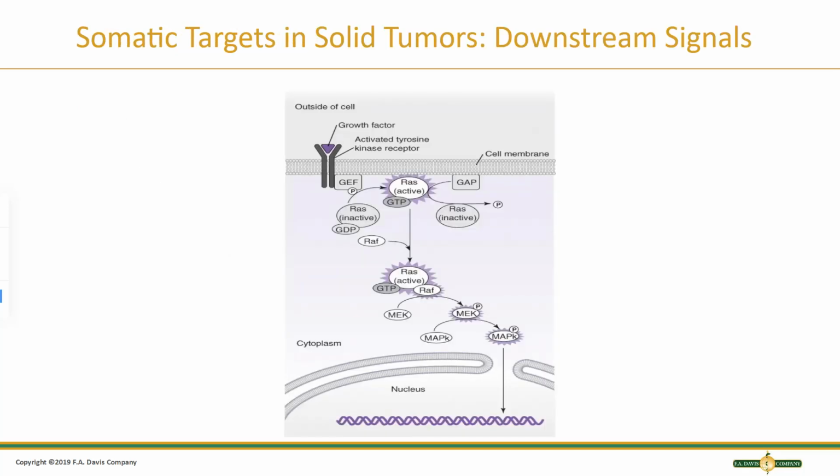Somatic targets in solid tumors, downstream signals. Sometimes our targets are downstream. So we have this original pathway here and we can detect some things that would be on the outside of the cell, but what we're actually looking for is deep inside of the cell, down a target.